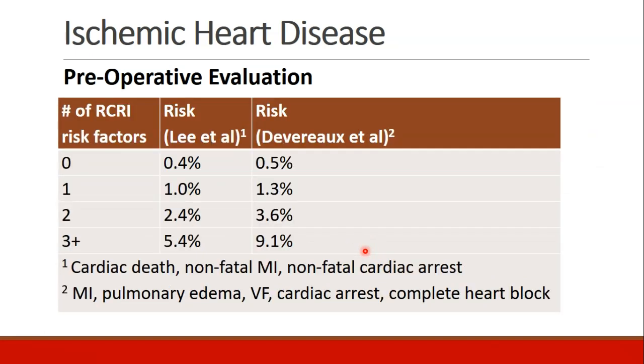The number of risk factors has been applied by different authors to come up with an overall perioperative risk of having either, in column 1 here, cardiac death, a non-fatal MI, or a non-fatal cardiac arrest, and in column 2, their endpoints were MI, pulmonary edema, ventricular fibrillation, cardiac arrest, or complete heart block. And as you can see, as we go from 0 risk factors, where the risk is less than 1%, up to 3 or more risk factors, where the risk is between 5 and 10%, depending on the study and the criteria.